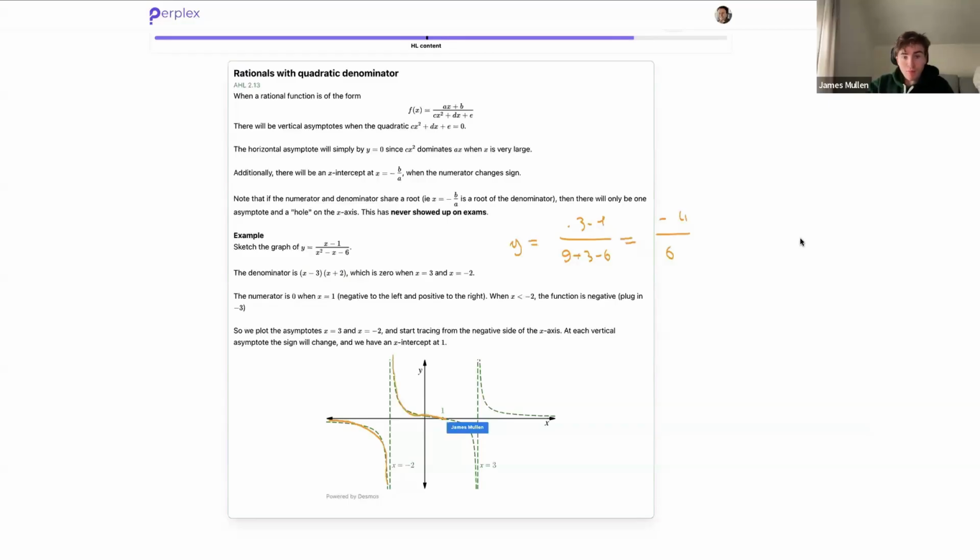I go through my, what's it called? The x-intercept at 1, and I continue down to the asymptote there. I change sign again, and I continue. And that's how I would sketch this.